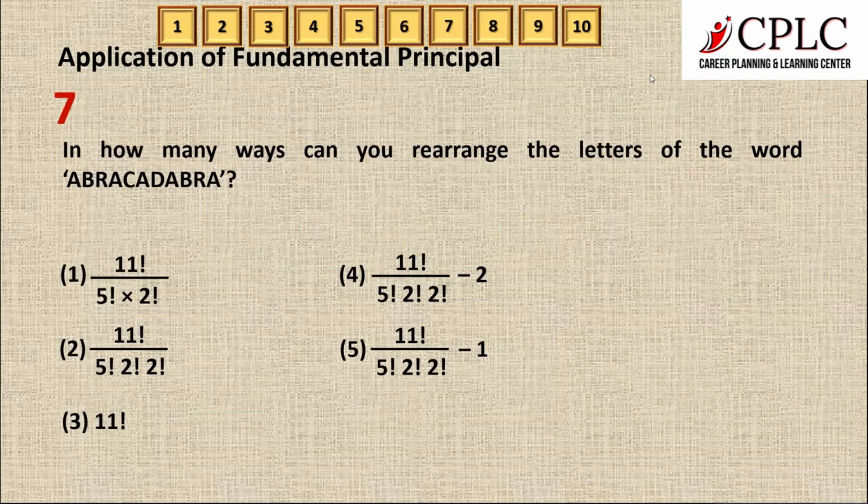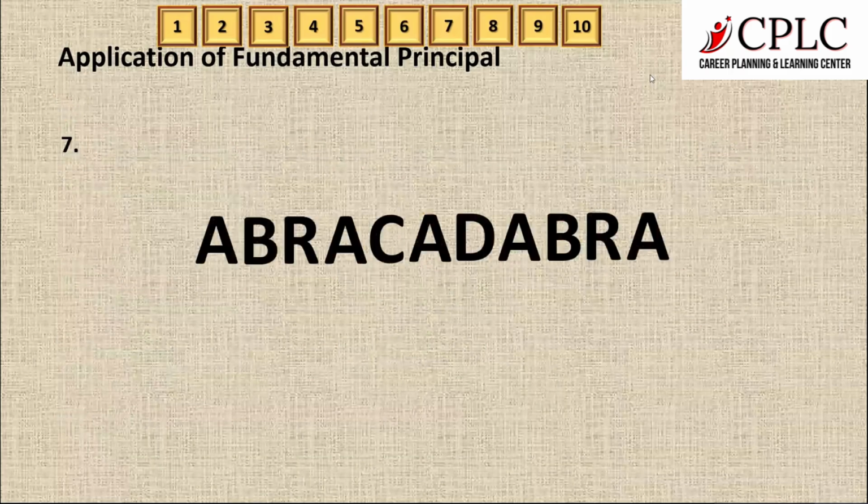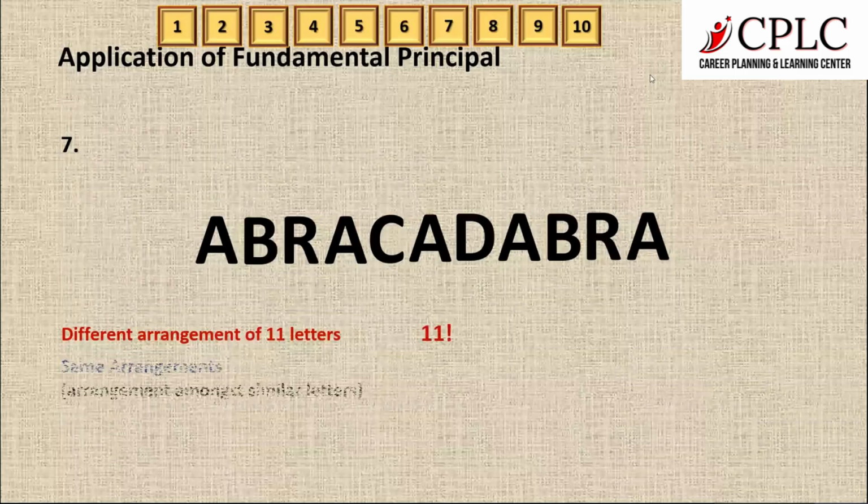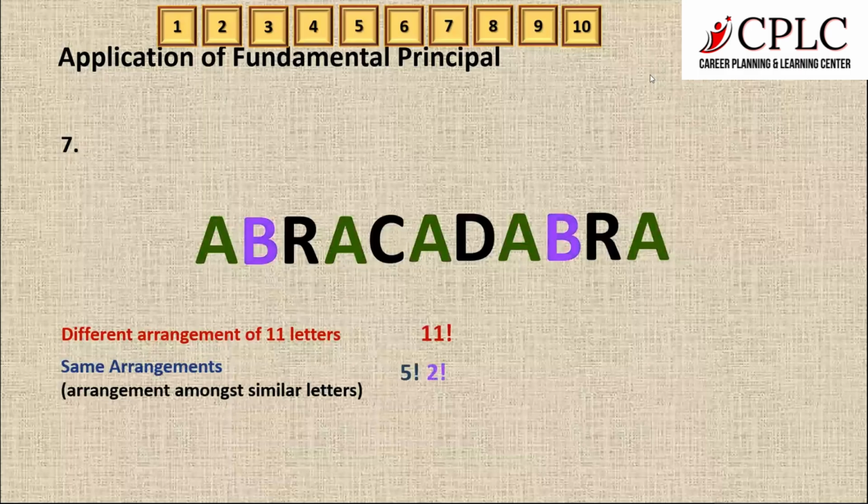Moving to the next question. In how many ways can you rearrange the letters of the word abracadabra? Now we have to rearrange it. So what we are going to do is, first we will take arrangement of 11 letters, that is 11 factorial. Then we'll remove all the common letters. So A repeated 5 times, so 5 factorial. B repeated twice, so 2 factorial. R repeated twice, so 2 factorial.